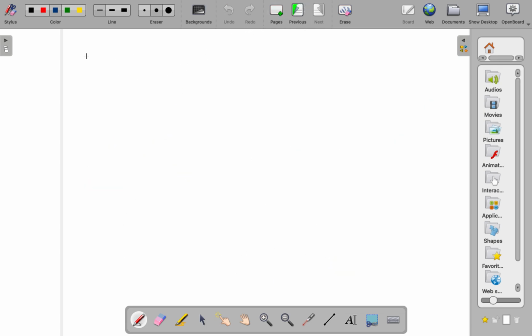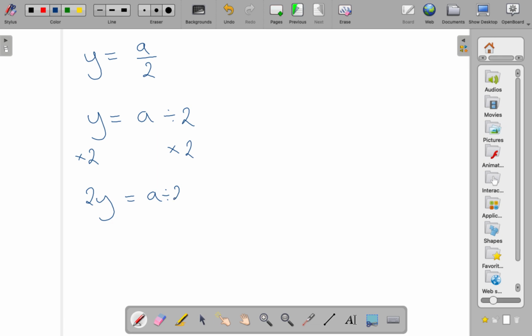Let's try one more. So say, for example, instead of y equals 2a, let's have y equals a over 2. Okay, now what we do is we say, well, we can write this differently. We can say, well, this is just saying y is equal to a divided by 2. Okay, so to undo a divide by 2, we have to times by 2 on both sides. Okay, so then we get 2y is equal to a divided by 2, and then we times by 2.